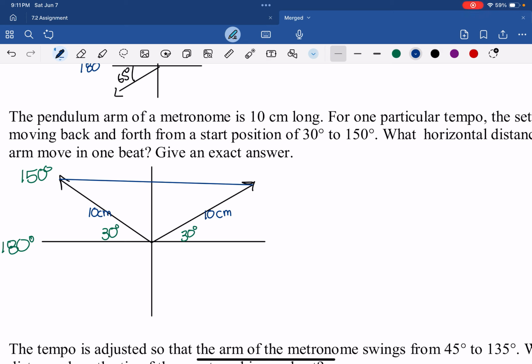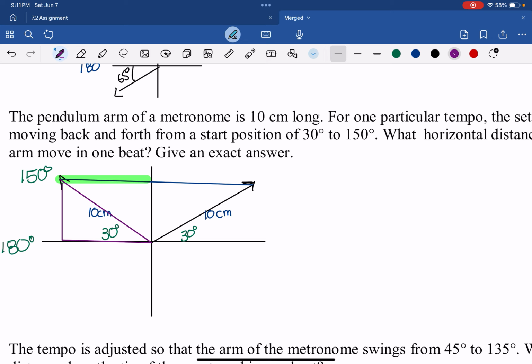So I need to figure out what this length will be. And I can't do this all at once. I need to break this up into two triangles. So what I'm going to do is think about that this is one triangle here. If I know this here, this green line is the same as this horizontal line. That's going to be the same length.